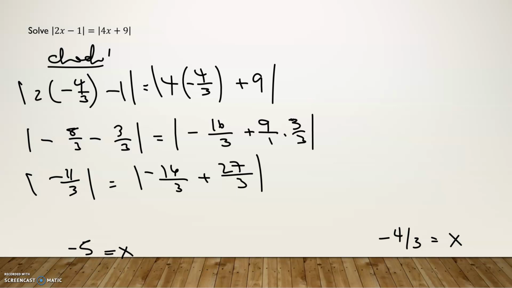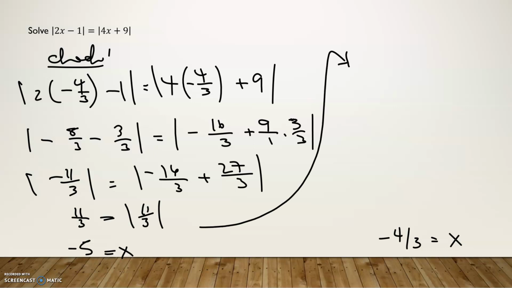Over here we have 11 over 3. Over here, 27 minus 16, that is 11 over 3. Okay, so I've got 11 over 3. Absolute value of negative 11 over 3 is 11 over 3. Hey, that checks out, so this one works.